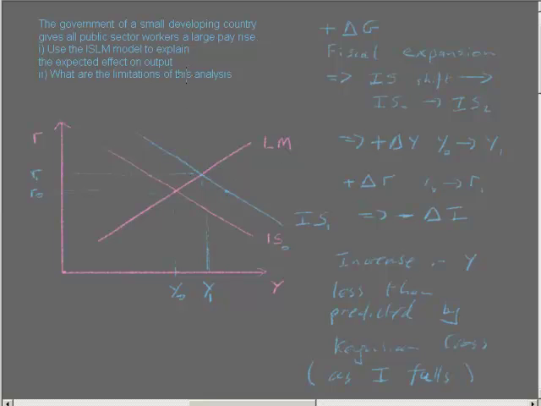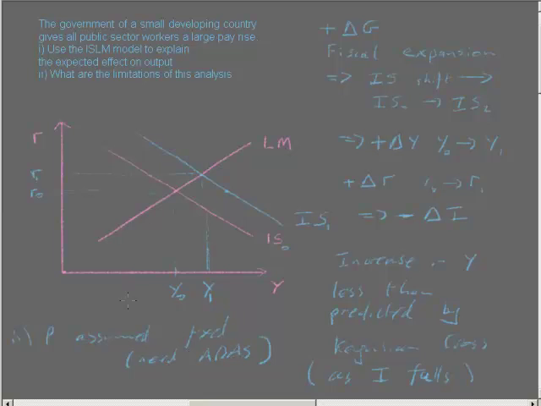What are the limitations of this analysis? Well, we've taken interest rates into account, but still the other main thing we've neglected is the price level. We're assuming here that the price level stays the same. To capture the effects of the price level, we need to look at the ADAS model to see what happens if we allow the price level to change, which is a bit more realistic.